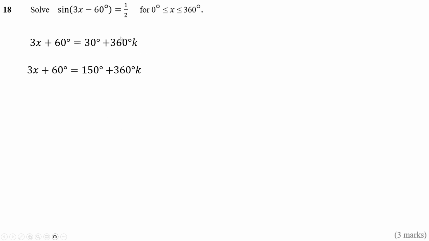The reason why I've done it now is because if we're squishing it in by 3, then we can first of all take away 60 from both sides on this one, and then divide by 3 to get this. Now we can see that it's actually repeating every 120 degrees, not every 360. Otherwise, we wouldn't have considered that it needs to be repeated every 120, maybe. So that's why I've done this.